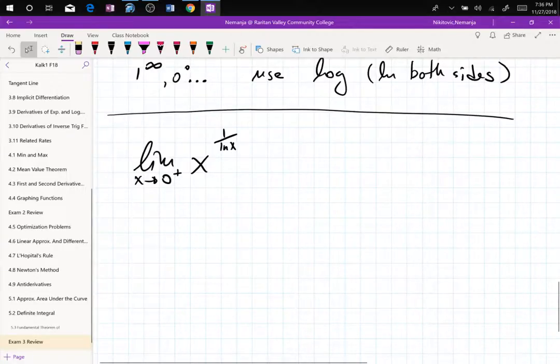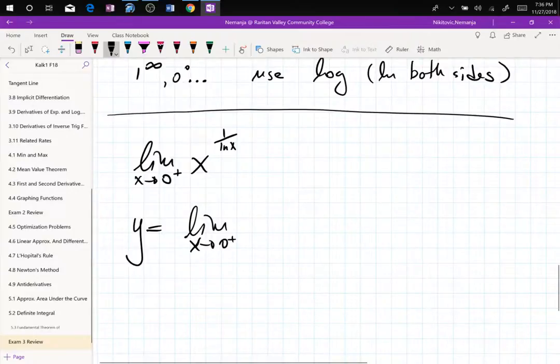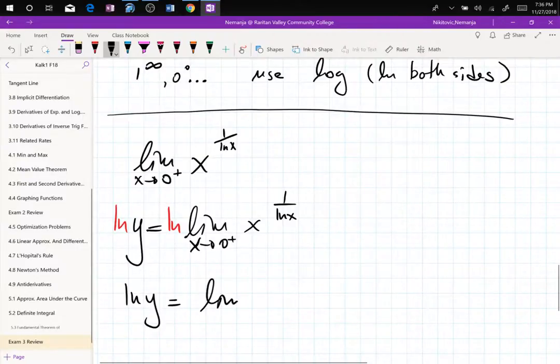Okay, let's take a look at this together. So y equals the limit as x goes to 0 plus of x^(1/ln x), and we take ln of both sides. On the left-hand side we have ln y equal to, now we swap the spots, the limit goes first, 1 over ln x, and then we have ln x.